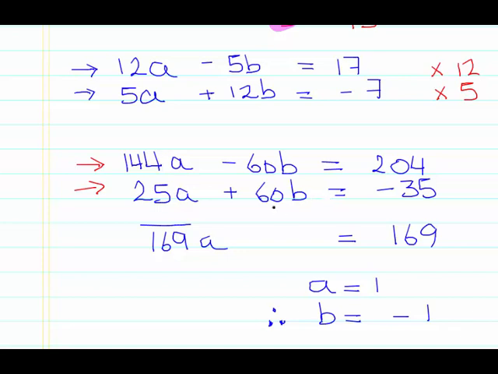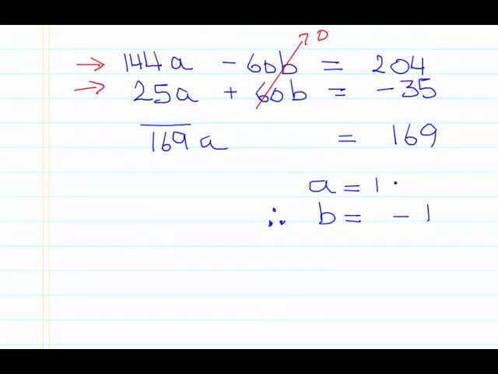Essentially what I do is add up both equations. Just add up all the terms. So 144a plus 25a equals 169a. The b terms cancel out to 0. And also 204 minus 35, that also is 169. So necessarily a is equal to 1. And that means b will have to be equal to minus 1. You can just check that yourself.